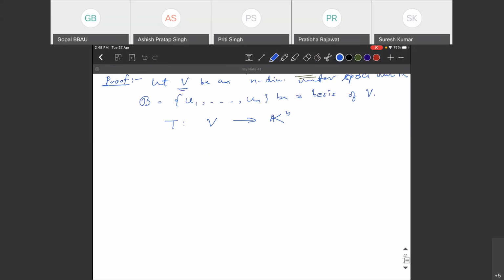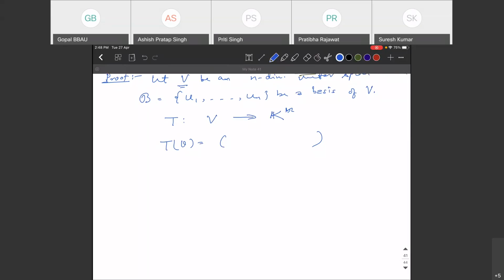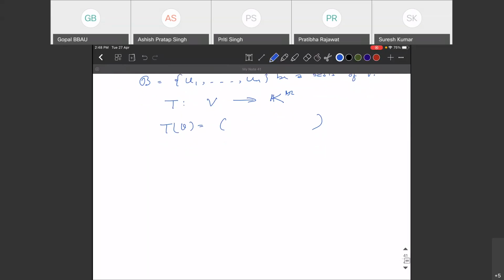So how do we define it? We will map Tv to a vector of K^n. So what will that vector be? Let's see. This v belongs to capital V. You know u1, u2, un are a basis of V. So v can be represented uniquely as a linear combination alpha 1 u1, alpha 2 u2, alpha n un, and these alpha i come from K, correct?